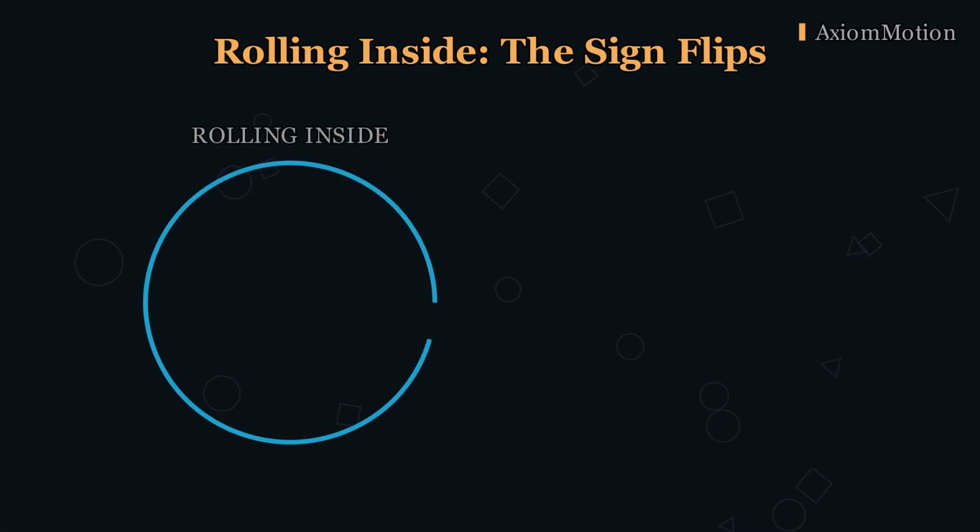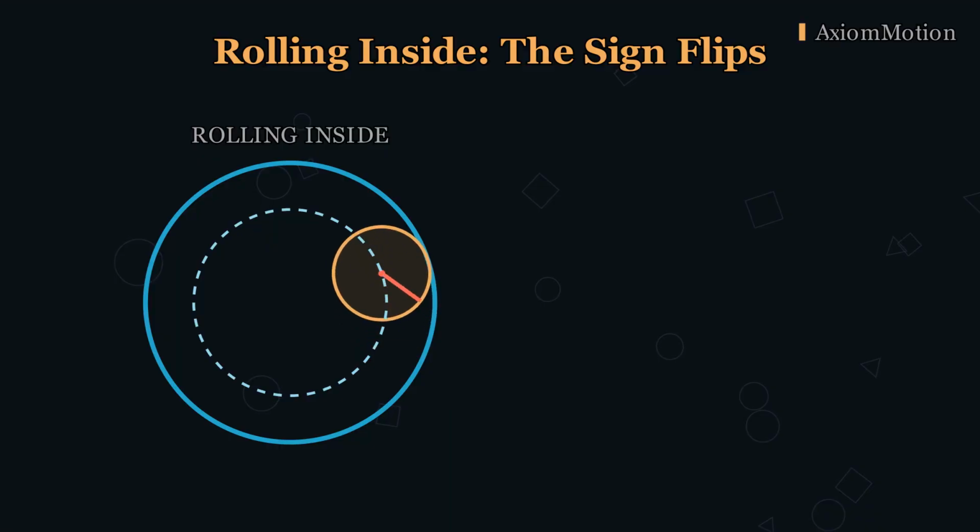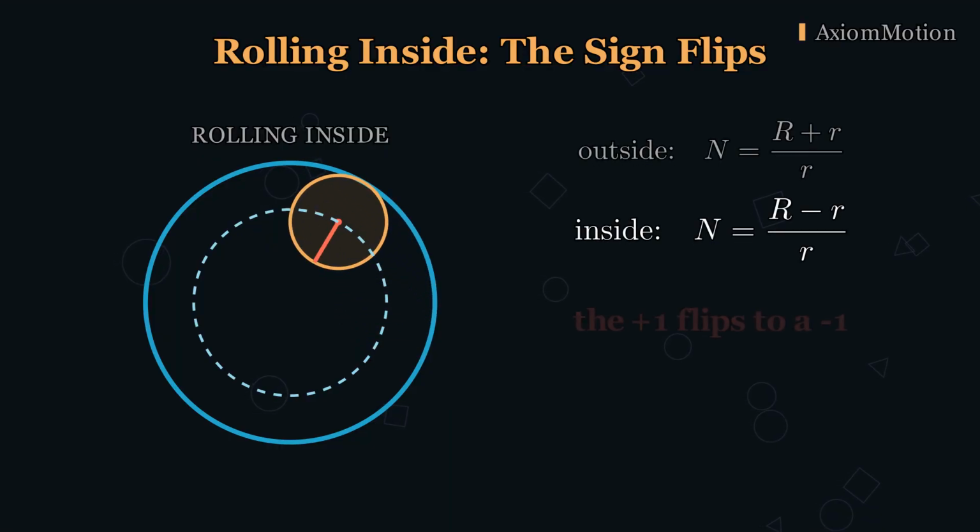What happens if the coin rolls around the inside of a ring instead? The master formula answers instantly. Only the centre's path changes. Inside a ring of radius capital R, the centre stays at distance r from the wall, on the inside, so it traces a circle of radius capital R minus r, and the count becomes capital R minus r over r.